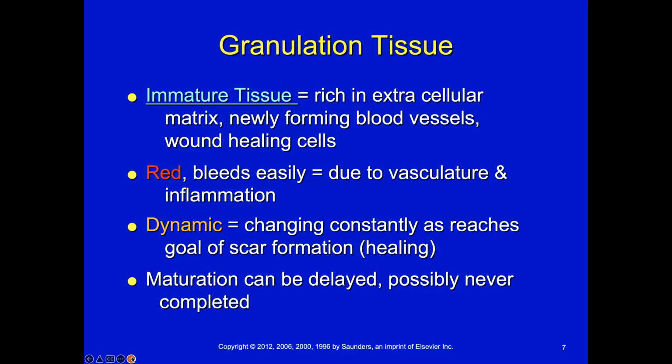And actually, it's something that we see almost regularly. If you have a scab and it comes off too quickly, that tissue that's underneath it is granulation tissue. And that explains why it has that reddish appearance and why you will get renewed bleeding if that gets exposed. So this granulation tissue is very dynamic because it is constantly changing as it goes from that immature state to the mature state of scar formation.